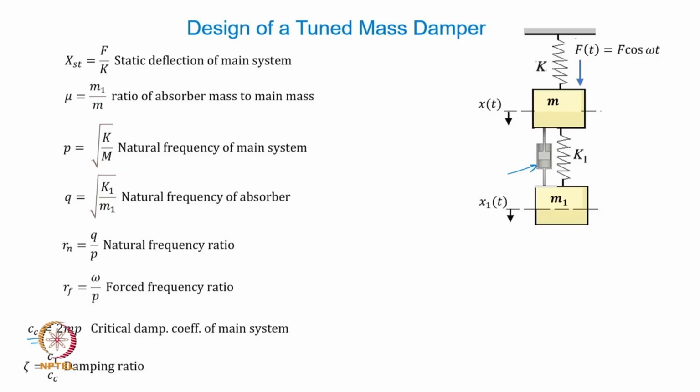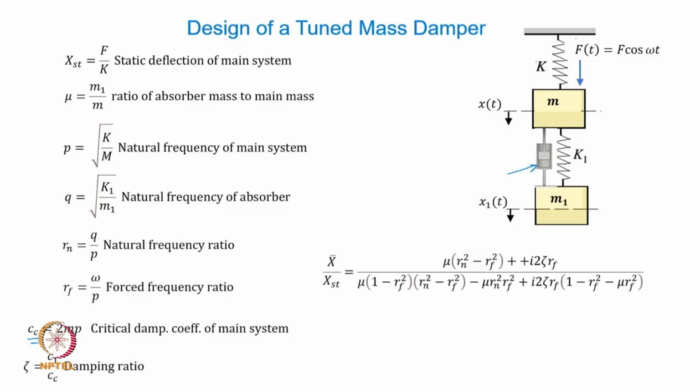Now, with these quantities defined, if you appropriately use them in the equation that we have seen in the previous slide, the expression for the amplitude of the main system normalized with the static deflection turns out to be this. Okay, so again, all the intermediate mathematical manipulations are skipped for the sake of brevity. I'm sure you can get this expression without a problem. Okay, so it's just a small simple substitutions and solving it.